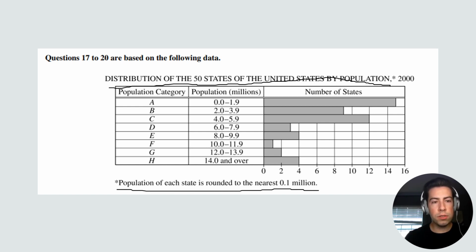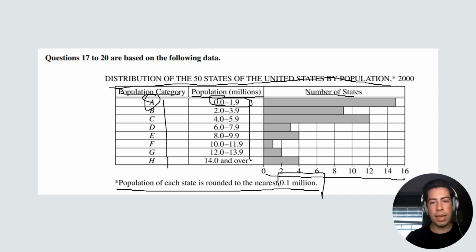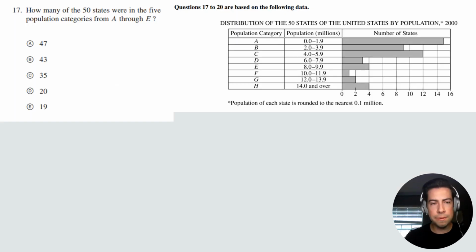All right, so the first little section here is population category, so we have some letters here. Not totally sure what that's about yet, but let's go to the next one. Here we have population in millions, and we know it's rounded to the nearest 0.1 million, and it's a range. Then we have the number of states, okay? So we have just whole numbers here, so that looks pretty nice. So what I'm deducing from this right now is that it looks like we have the number of states that fall within this population range, and we're going to give those states this category A through H, okay? So let's go ahead and move on to question number 17.